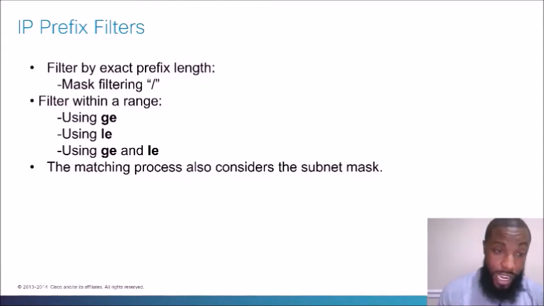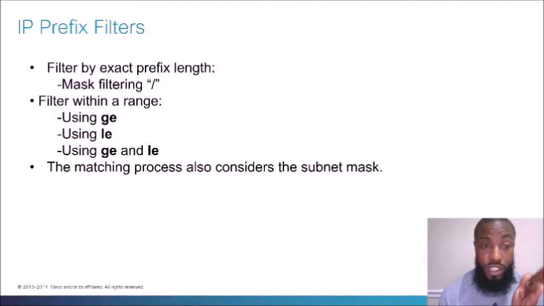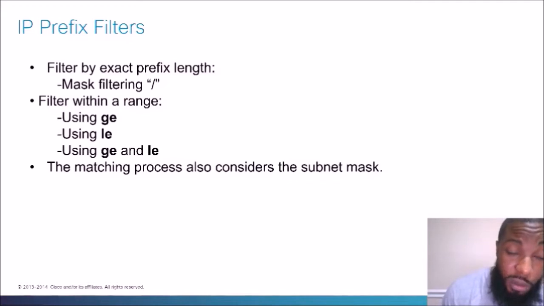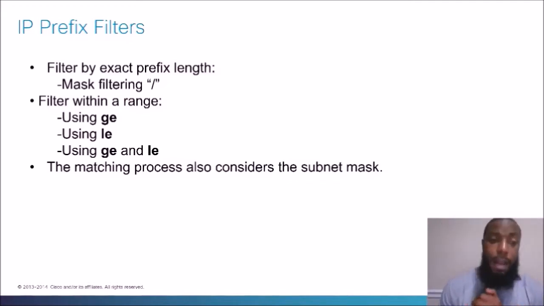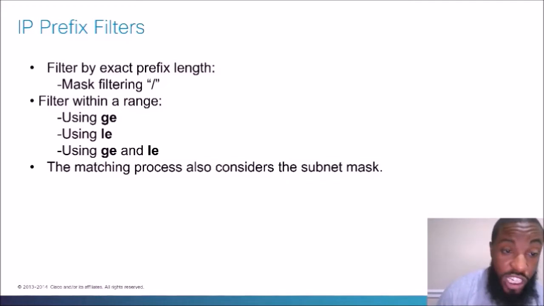Or you can filter within a range. This is the neatest feature of prefix filters because you can choose how much of the subnet you want to match by using GE for greater or equal to, or LE for less than or equal to, or you can use both. I haven't really experimented with that third feature. I may try it in this video. The matching process also considers the subnet mask, and that's what the GE and LE do.